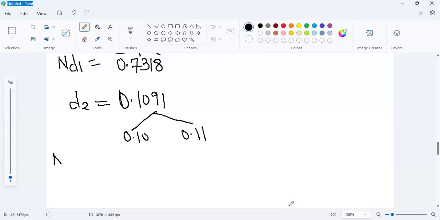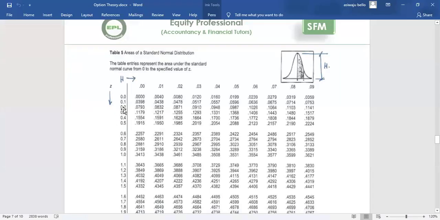Now move to your ND2. Bearing in mind the sign here, we have a positive sign here. 0 plus 0.1091. Therefore, I'm going to start with 0.5 plus. I will now open a bracket. Go to your log. Check 0.1. Look at it, please. 0.10. That will give us 0.0398 under my normal log.